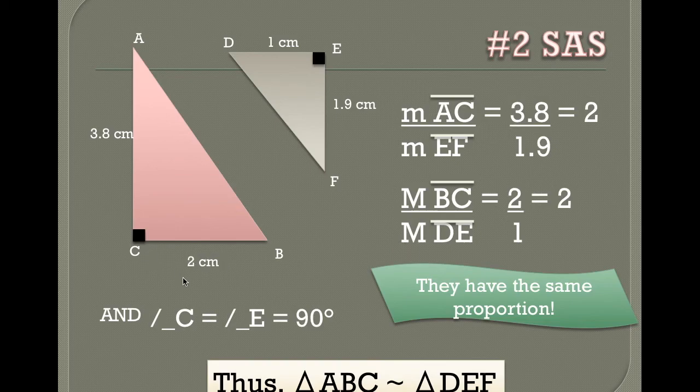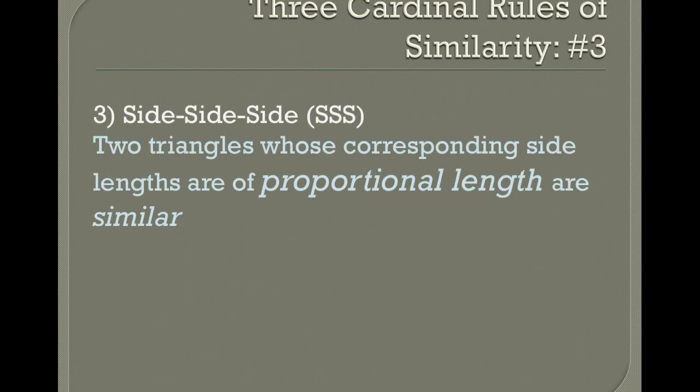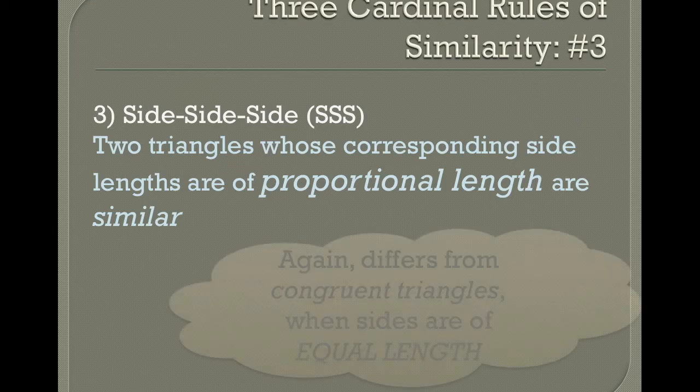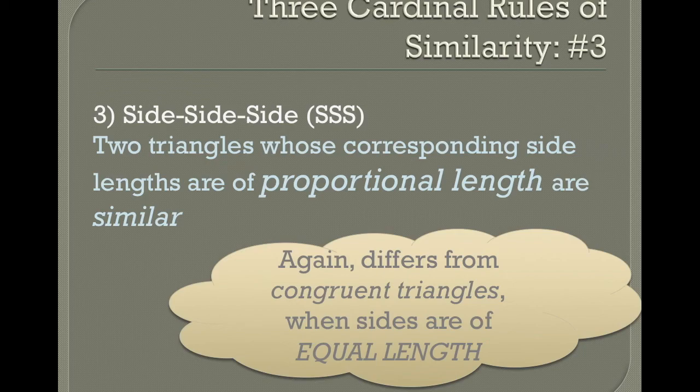And remember, the sides are not equal. They are proportional. Our third criterion of similarity is side, side, side, which is similar to the congruence one that we have seen. But in this case, the side lengths are not exactly the same. They are proportional. Congruent triangles have side, side, side when they are equal in length. Similarity, proportional in length. So here's an example.